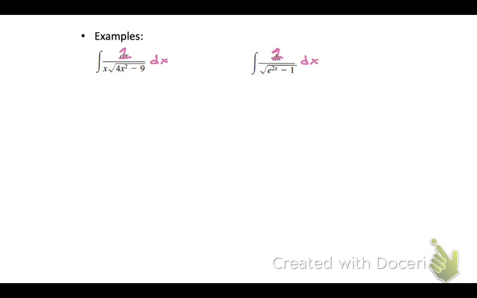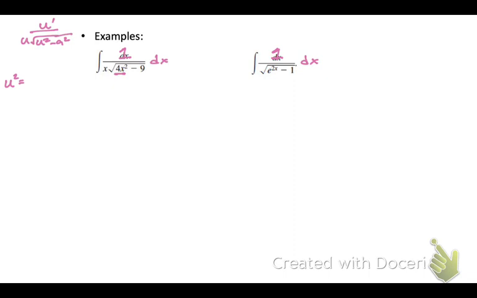Okay, so the integral of 1 over x times the square root of 4x squared minus 9. So we're going to try something a little bit different since we're struggling. Which one does it look like? The third one. So what is u squared? Because the formula is u prime over u square root of u squared plus or minus a squared.